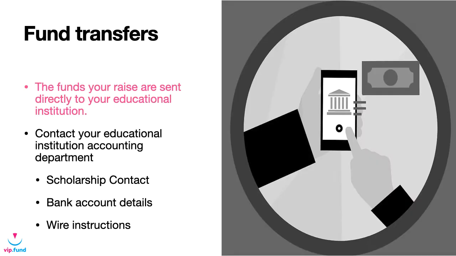The primary reason for creating a campaign on edSeed is to fund your education. It's important to note that the funds you raise are sent directly to your educational institution, the university, or scholarship foundation. Therefore, you have to contact your educational institution's accounting department. You must solicit the information for the scholarship contact. You must get the bank account details for the educational institution, and you must get the wire instructions. All of this information you would upload to your edSeed profile.